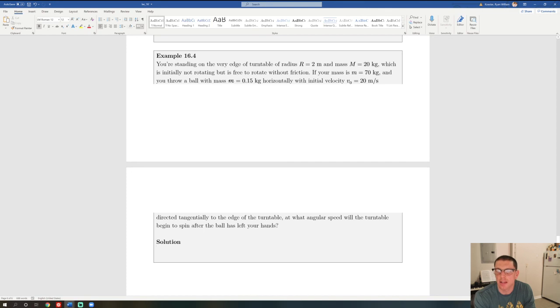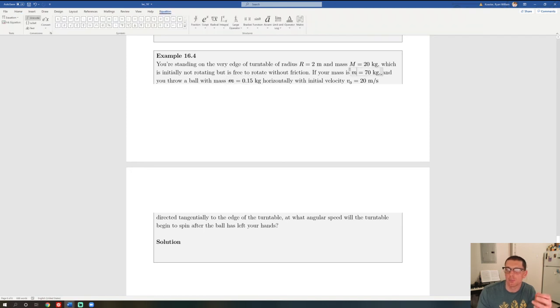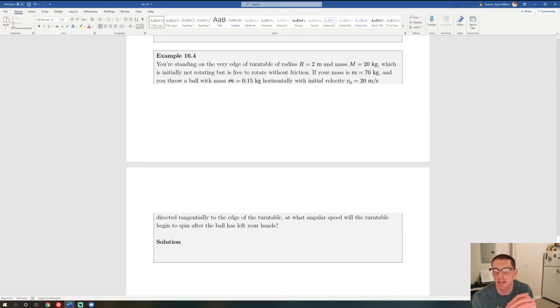So if your mass is 70 kilograms and you throw a ball with mass, and I use script M here because I was running out of Ms, but remember that this is definitely not the same symbol as this. Anyway, you throw a ball with mass 0.15 kilograms horizontally with initial velocity v0 equals 20 meters per second, directed tangentially to the edge of the turntable. At what angular speed will the turntable begin to spin after the ball has left your hands?